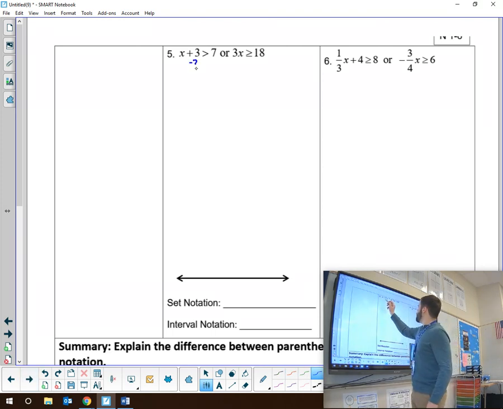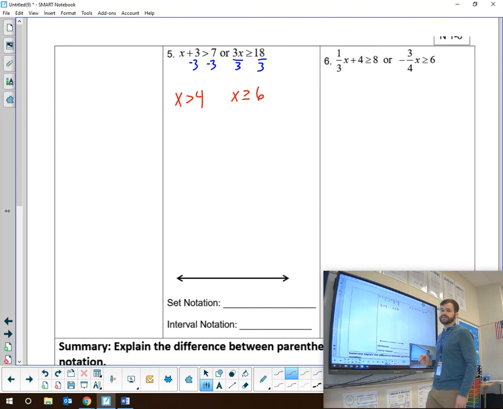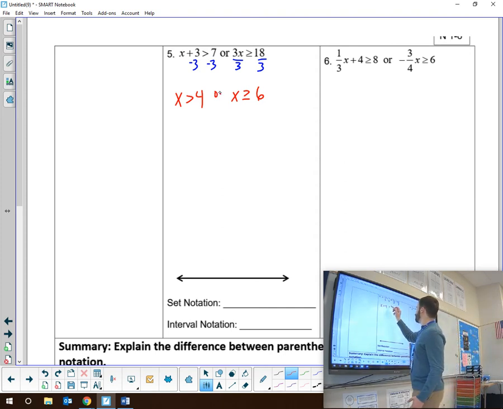I'm going to minus 3 to both sides here. That gives me x is greater than 4. I'm going to divide by 3 to both sides here. That's going to give me x is greater than or equal to 6. I love it. Alright, so there are my 2 answers. I'm going to plot these out so we can see what these look like. Remember that we have an OR in the middle here.